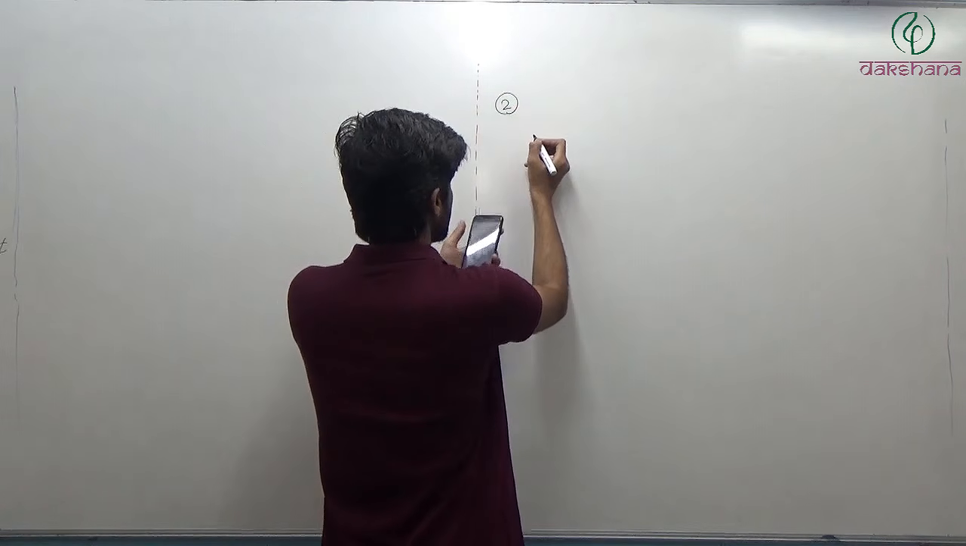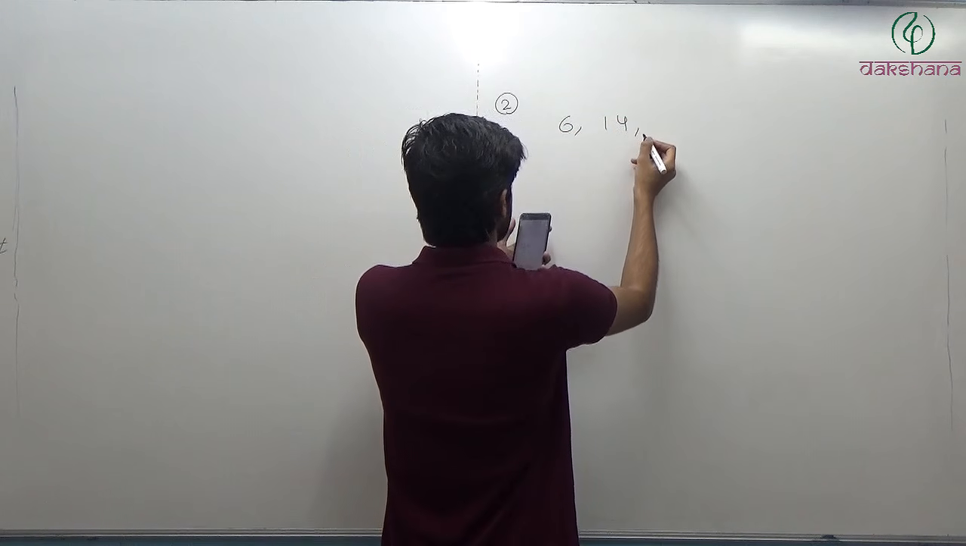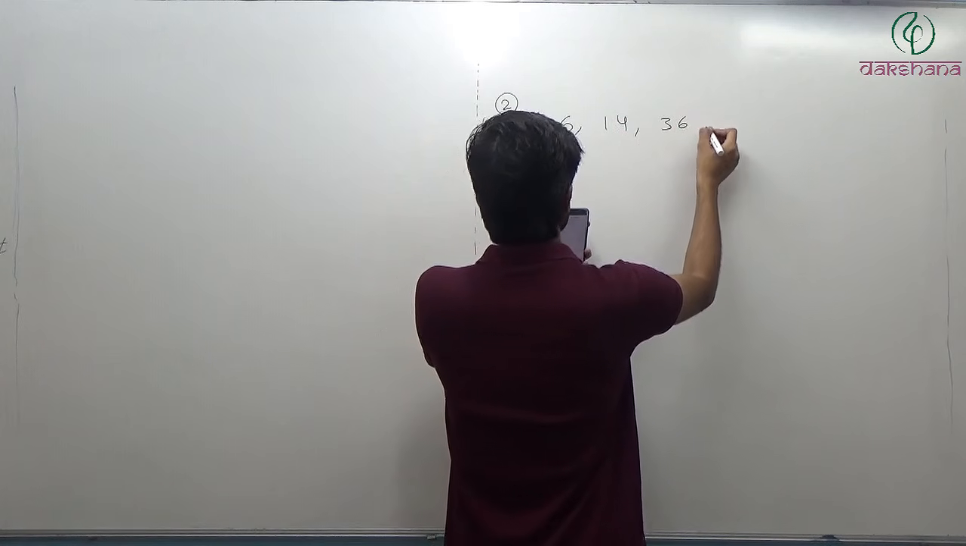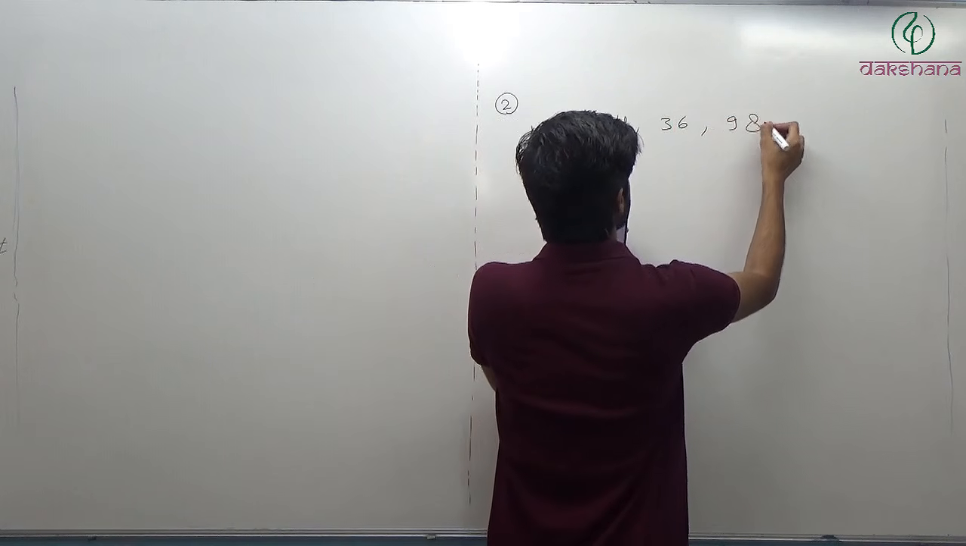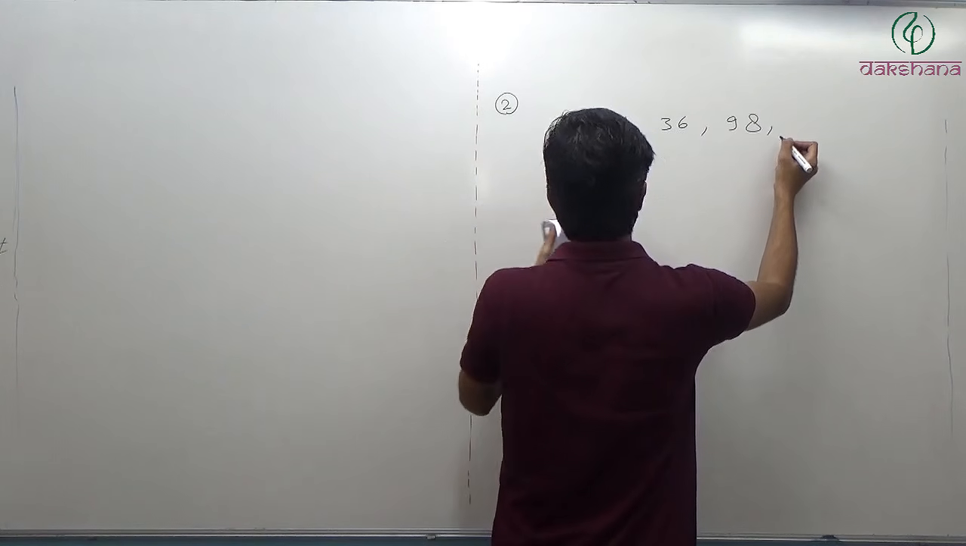Question number 2 belongs to the number series, and the series is 6, 14, 36, 98. You can see the question and the options on the left hand side also, right?